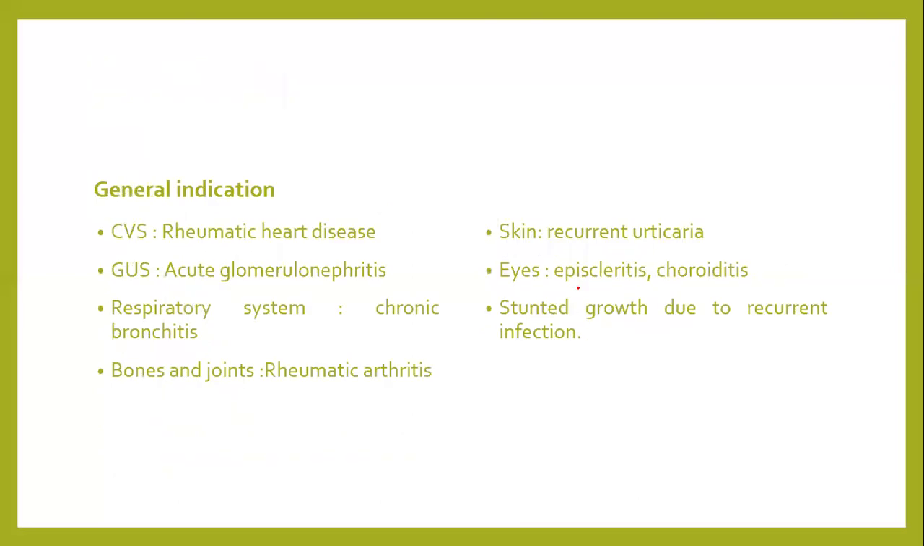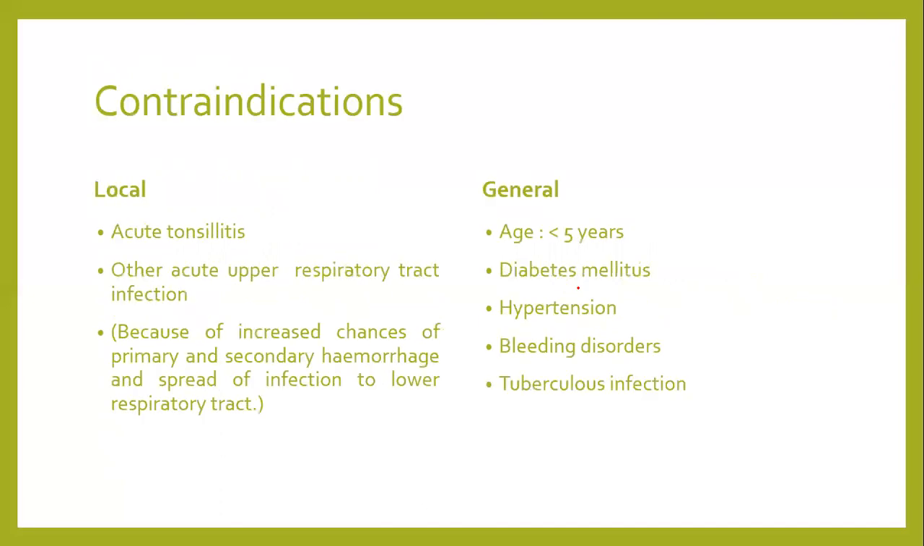The general indications include, in the CVS, rheumatic heart disease; genitourinary system, that is acute glomerulonephritis; respiratory system, that is chronic bronchitis; bones and joints, that is rheumatic arthritis; skin, recurrent urticaria; eyes, episcleritis, choroiditis; and stunted growth due to the recurrent infection. These are the general indications for performing tonsillectomy.